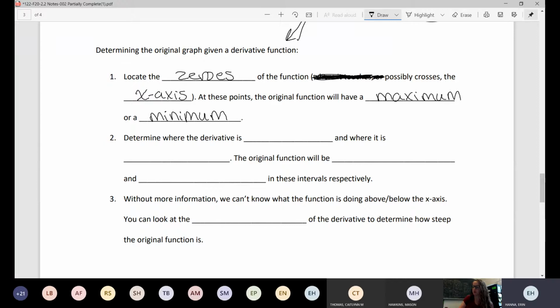At this point in time, we don't really know which one. We'll find some skills in a couple sections that'll essentially help us figure out which one it should have been. But we don't really care if it's one or the other. We just care that it's either a max or a min. So sometimes, just like last time, this is enough. But sometimes you need this second step to go further. So then what you would do is determine where the derivative, so the graph you're given, is positive and where it is negative.